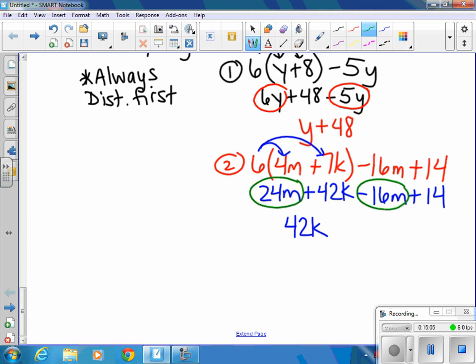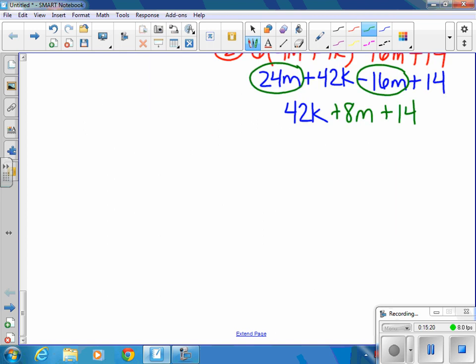24m minus 16m is going to give you a plus 8m. And then you see the plus 14, which is a constant. Nobody goes with him, so plus 14 goes in the back. So there's the official answer, and that is as simplified as you can get for that problem. Still doesn't look too short, but it's as short as it will get.